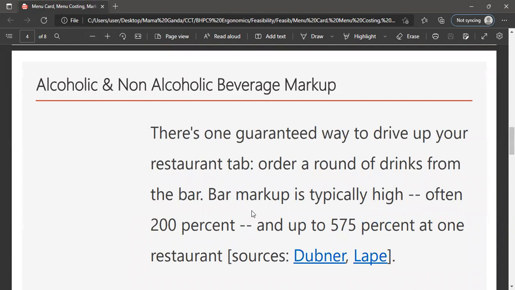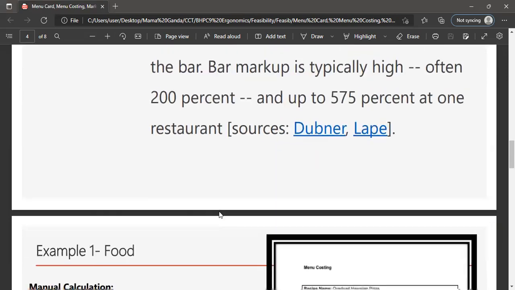For the beverage, this is much higher than the food. We will have a ceiling of 575%. So it can range from 200% to 575%. This is for both alcoholic and non-alcoholic beverages.